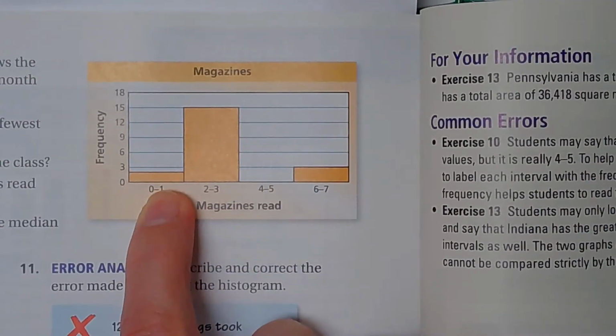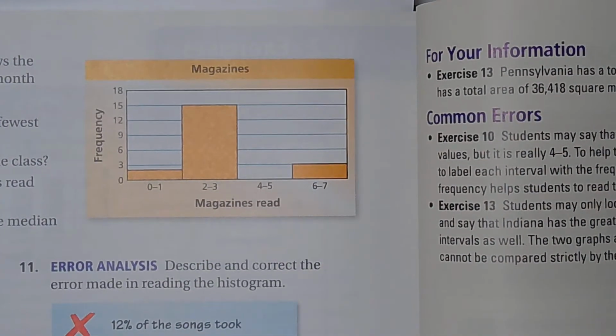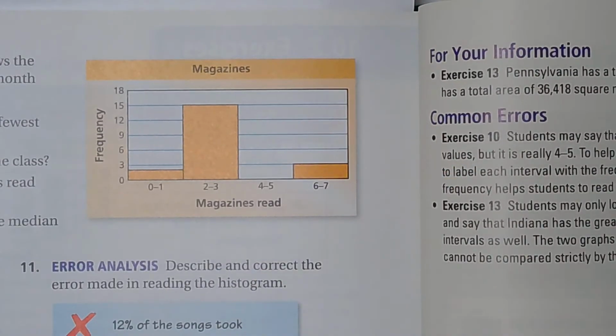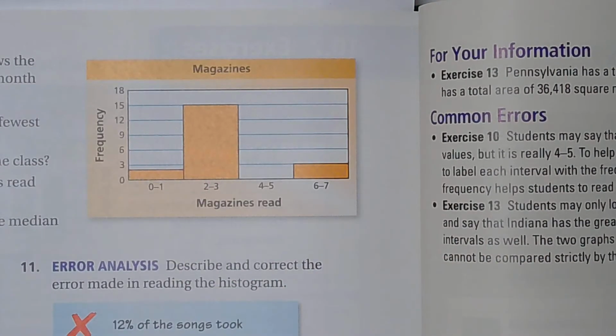Don't get confused here, because yes, this bar is low, but this one doesn't have anybody in it, so that would be the fewest. The next question says, how many students are in the class? That's another common question. I don't know specifically how many magazines each person read, because remember, it's an interval, but I do know how many people there are.